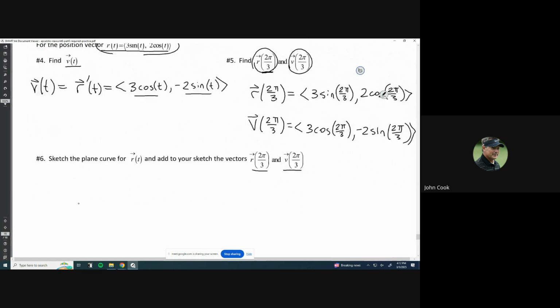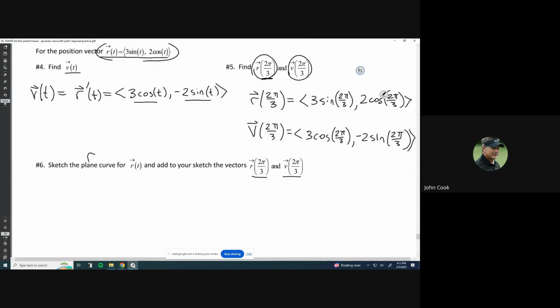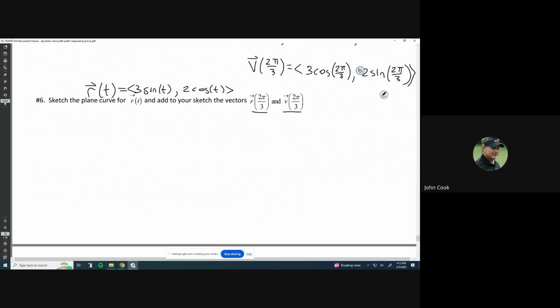Next, number 6, sketch the plane curve for r. And make sure I write r of t over here so I can have access to it on the screen: 3 sine of t, 2 cosine of t. There we go. Okay, sketch the plane curve. What that means is just graph the equation that you get from these parametric values. If you have your calculator, which you will have on the test, you just graph it out in parametric form. Otherwise, you can just graph it out by hand. It's not that bad.